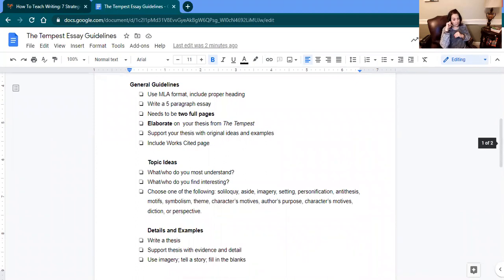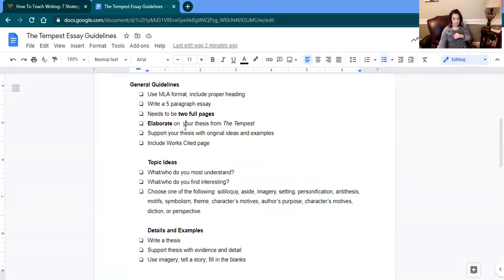So just the general guidelines: MLA format, use proper heading and header, your last name and page number in the top right hand corner. And then the heading, which is your name, my name, the class, and the date. You'll need a title, and then a 5 paragraph essay. You'll have your introduction, 3 part body, and then the conclusion. It needs to be 2 full pages. And the whole purpose of this is elaborating on your thesis.